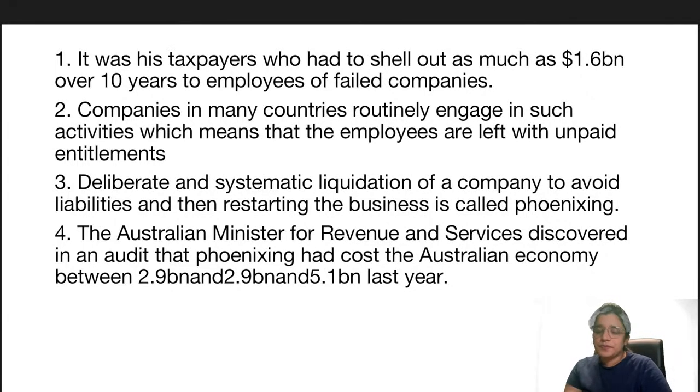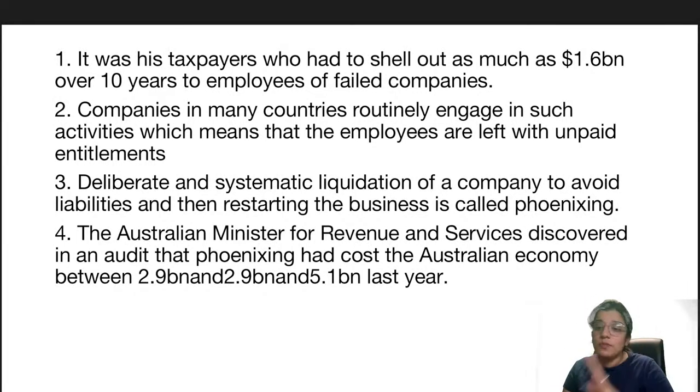What will come after this? See, third option is making a clear pair with the second option. Also, first option is making a clear pair with the fourth option. There are two clear pairs in this particular question. How is the second option making a pair with the third? Because of the pronoun such: routinely engage in such activities. Just read this. Companies in many countries routinely engage in such activities, which means that the employees are left with unpaid entitlements. Which activities are being talked about? The same activities mentioned in the third option: deliberate and systematic liquidation of a company to avoid liabilities.